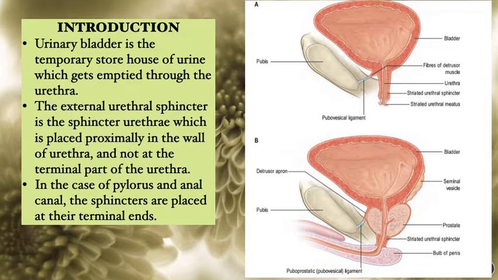Now, the urinary bladder, as you all know, is a temporary storehouse for urine which is getting emptied via the urethra. The external urethral sphincter is the sphincter urethrae, which is placed proximally in the wall of the urethra and not the terminal part of the urethra. In cases of pylorus and anal canal, the sphincters are placed at their terminal ends, but not over here. The sphincter is present within the wall itself.